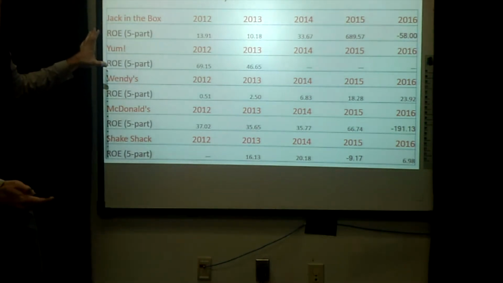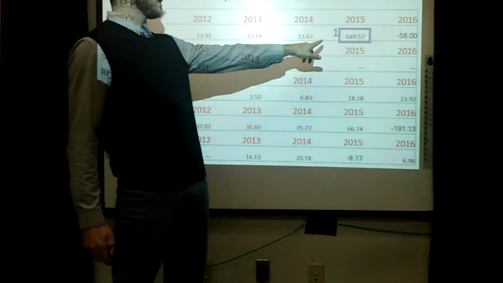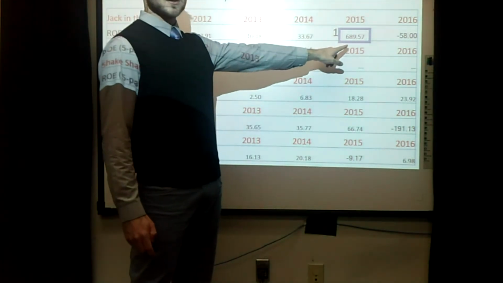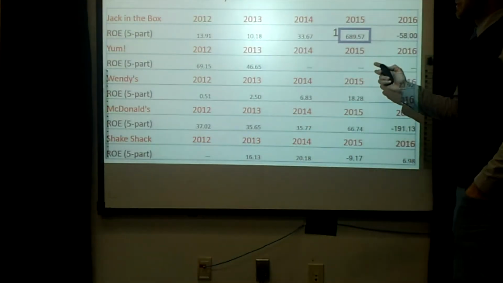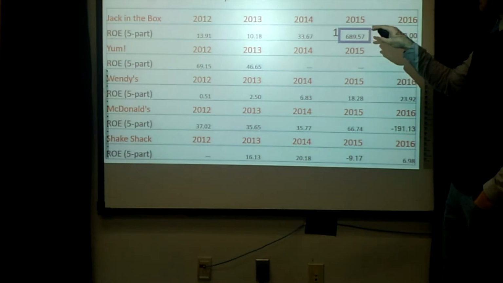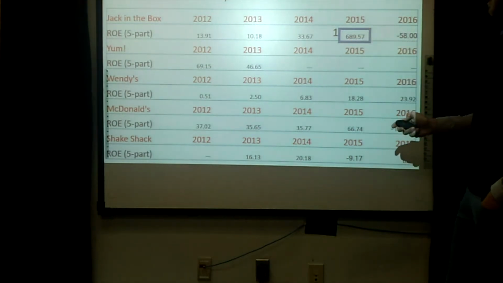We see a few things that stick out that are sort of weird. First thing we see is that Jack in the Box in 2015 had one of the greatest returns on equity I've ever seen, 689%. So we have to figure out where this is coming from, why it went from this to negative 58 the following year.